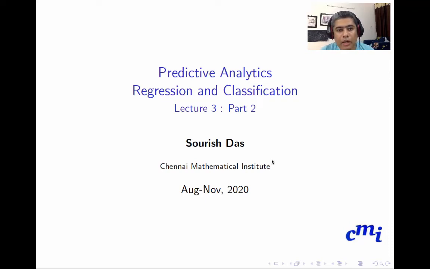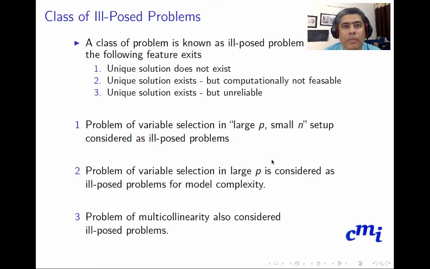Welcome to the second part of lecture 3, and this time we are going to talk about the class of ill-posed problems. A class of problem is known as ill-posed if either of the following features exist. A unique solution does not exist. A unique solution does exist but is computationally not feasible. A unique solution does exist but is unreliable.